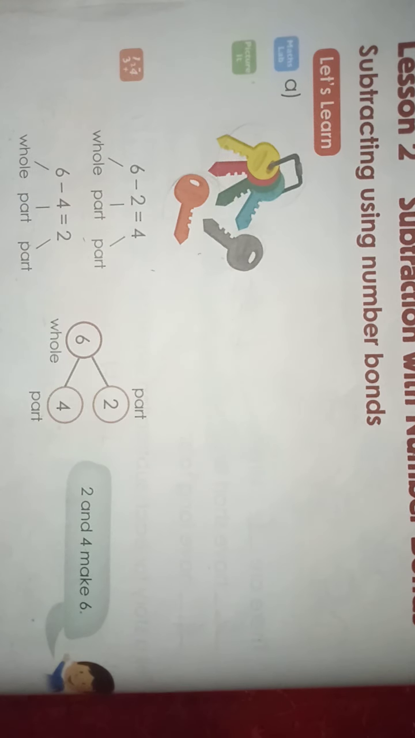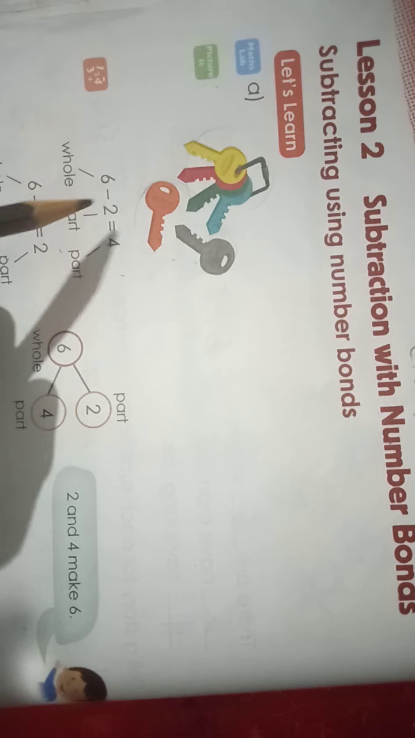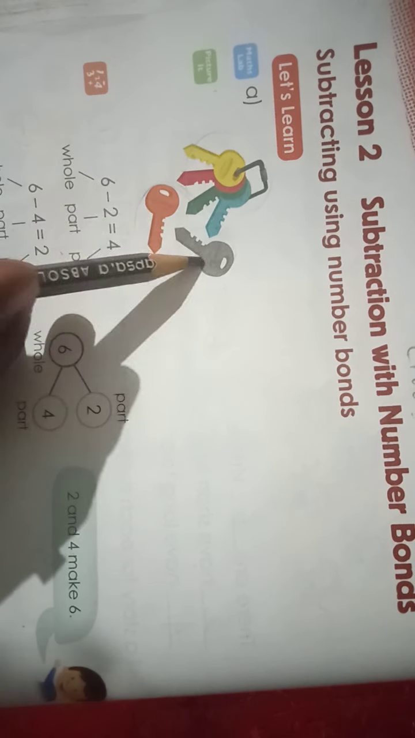Now dear children, number A, see number A. How many keys are here? 1, 2, 3, 4, 5, 6. Some are in the bunch. Okay. So total keys 6. 2 are not in the bunch, and 4 are in the bunch. 1, 2, 3, 4. 2 are not in the bunch. 6 minus 2 is equal to 4.